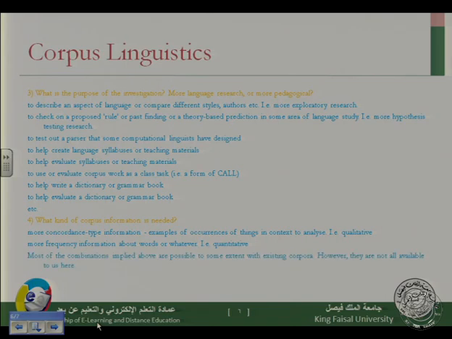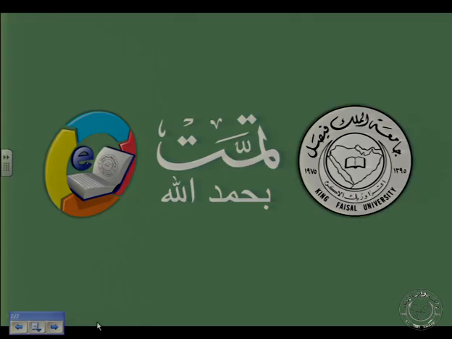Also, we want most of the combinations. Most of the combinations implied above are possible to some extent with existing corpora. However, they are not all available to us here. Yes. So most of the major existing corpora, there is one in Britain called the British National Corpus, and also one in America, but all of this information is not available to us for free. We need to pay for them, but it's possible to get all of this information if you pay for their licenses.